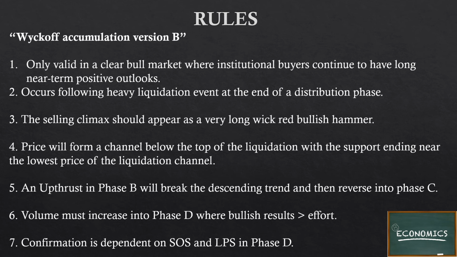Price will form a channel below the top of the liquidation, with the support ending near the lowest price of the liquidation channel. So price should form a channel, and the lowest point of the support should be near the bottom of the liquidation candle. An upthrust in phase B will break the descending trend and then reverse back into phase C. Volume must increase into phase D, where bullish results are greater than effort, meaning you should get more bang for your buck, so to speak, in terms of the volume and the candle size.